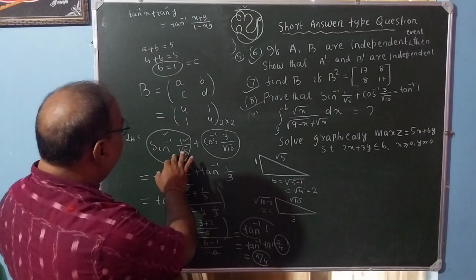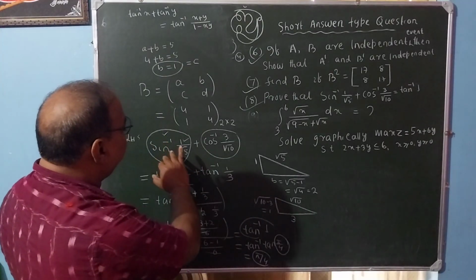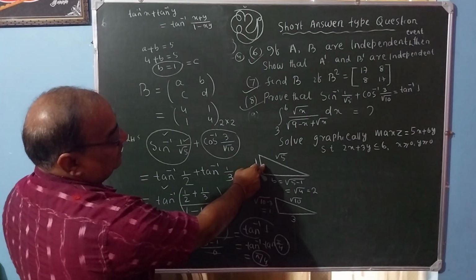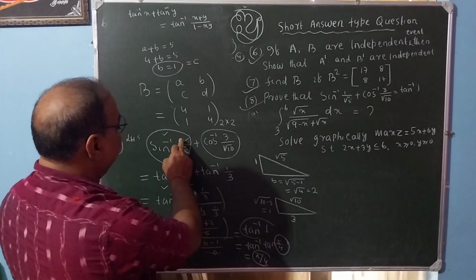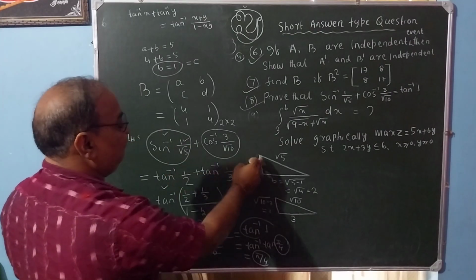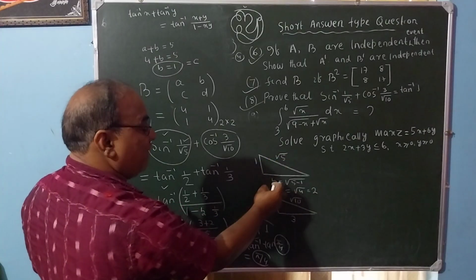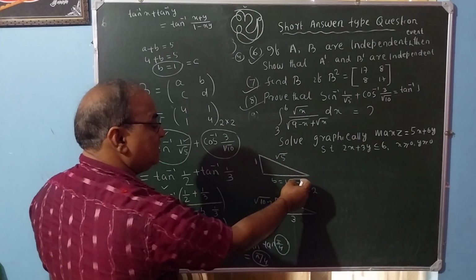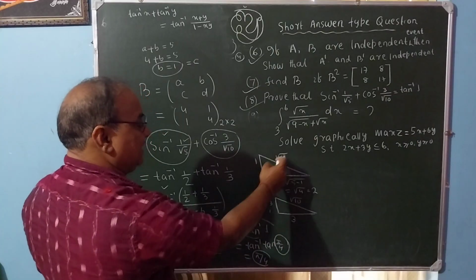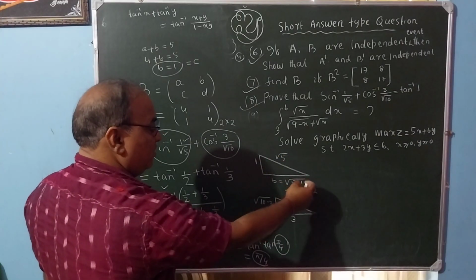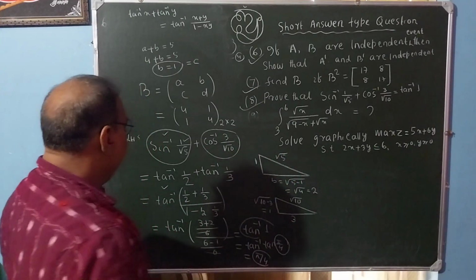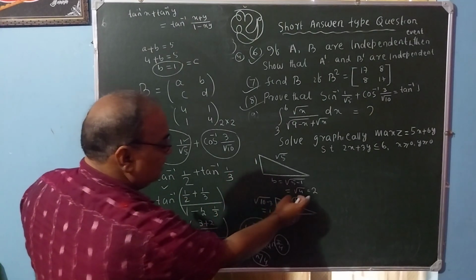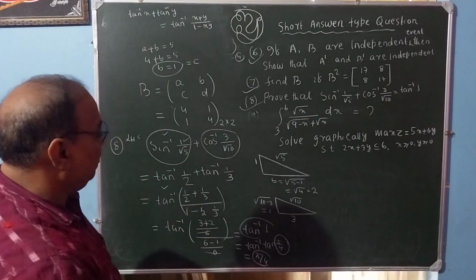First of all, you have to convert these inverse trigonometric functions to tan inverse by using the right angle triangle method. It is P, it is H. P is given, H is given. By Pythagoras theorem, B can be found out. H square minus P square: H square means 5 minus 1, 4, root over 2. So tan inverse P by B. P is 1, B is 2. Tan inverse 1 by 2.